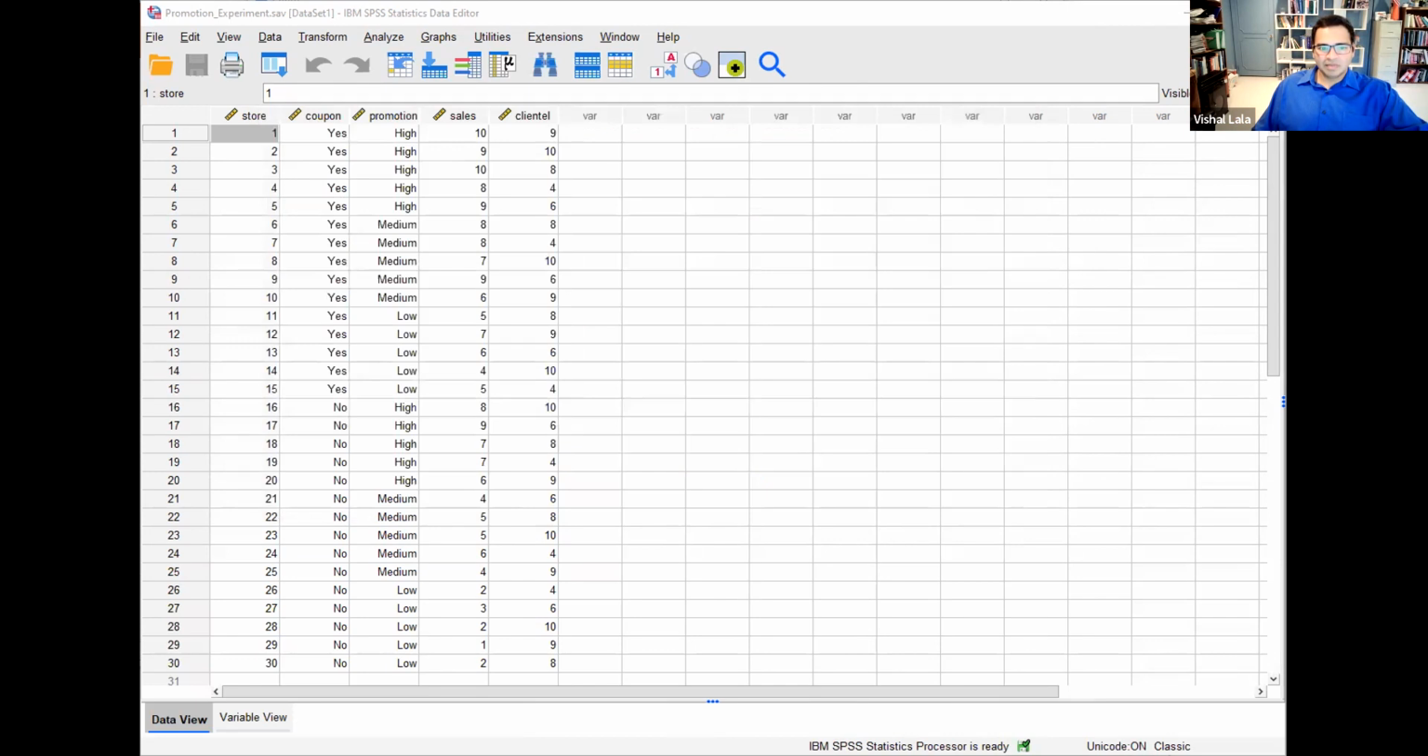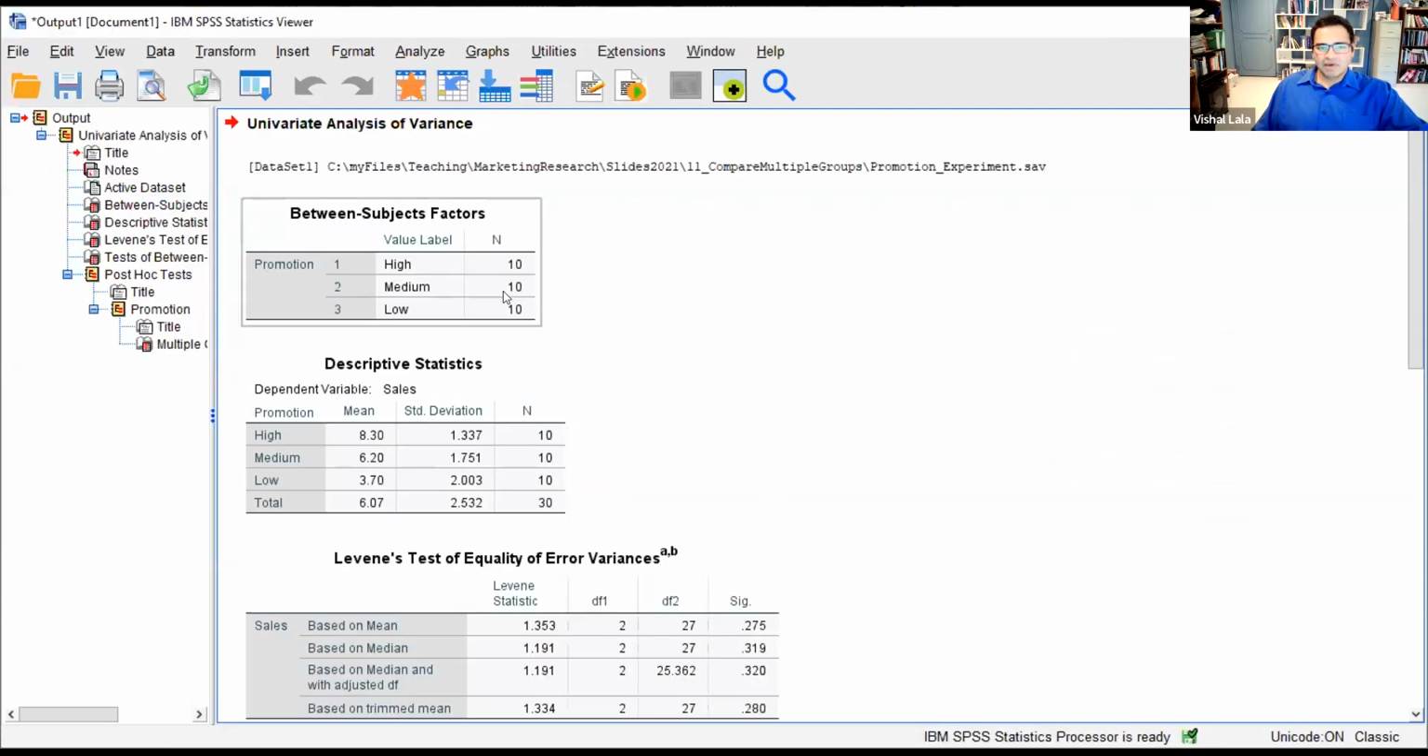Let's examine our output now. Our output says we have 10 stores in each particular condition. Furthermore, we can see from the averages that in high promotion stores, sales were pretty high at 8.3. In medium stores, they were 6.2. And in low promotion stores, they were 3.7. Just looking at these numbers, it seems to me like promotion is doing something here. The sales are higher in stores with high promotion, lower in medium, even less in low promotion.